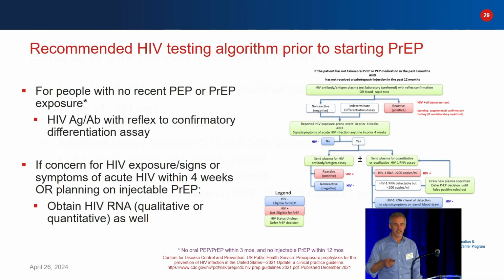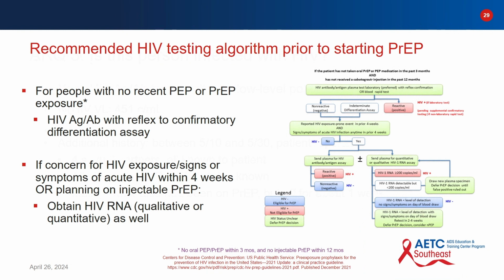So again, this is a great case of some of the challenges of diagnosing HIV in people who are on pre-exposure prophylaxis. And because of cases like this that were seen in the HPTN 083 study, the CDC PrEP guidelines modify their testing algorithm a little bit for people who are planning to start PrEP and for those who are on PrEP. So I wanted to walk through these with you briefly. For people with no recent ART exposure of any kind, they recommend doing the standard assay, which is the HIV antigen antibody with reflex to confirmatory differentiation.